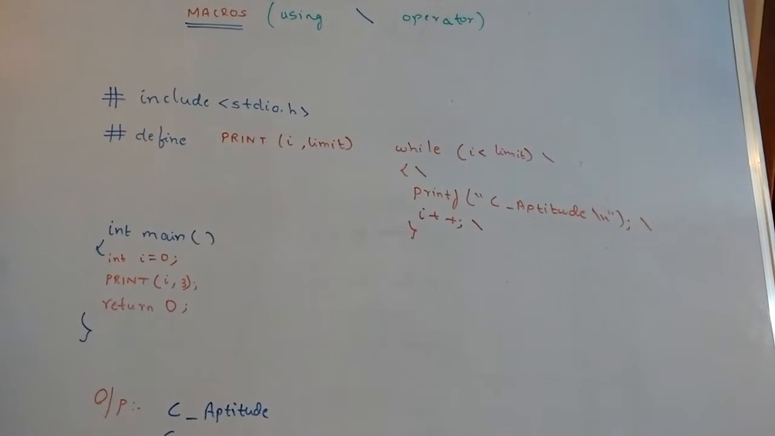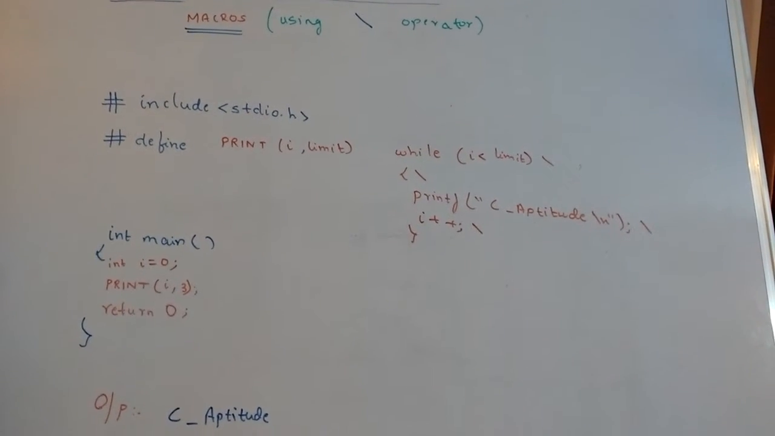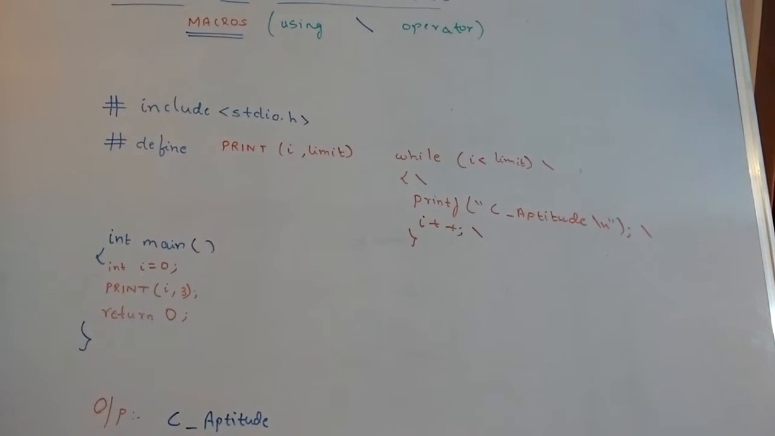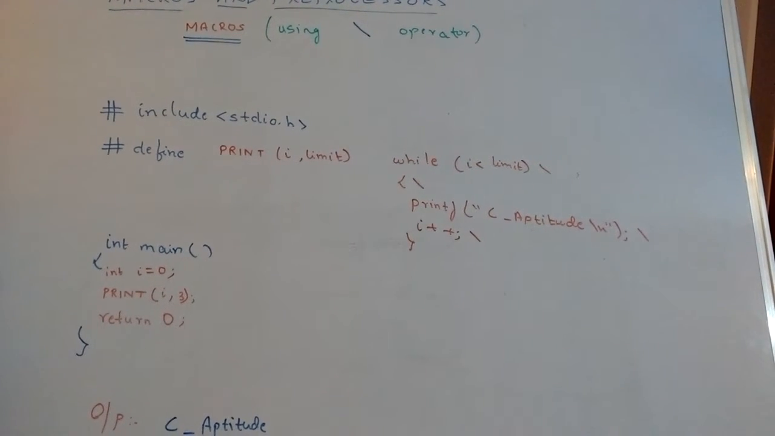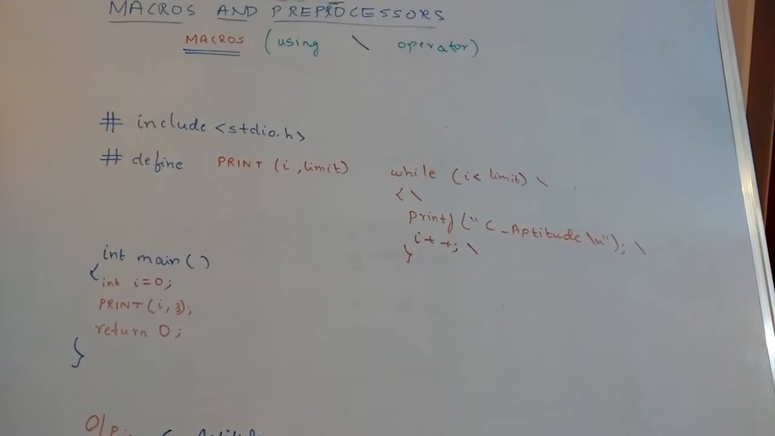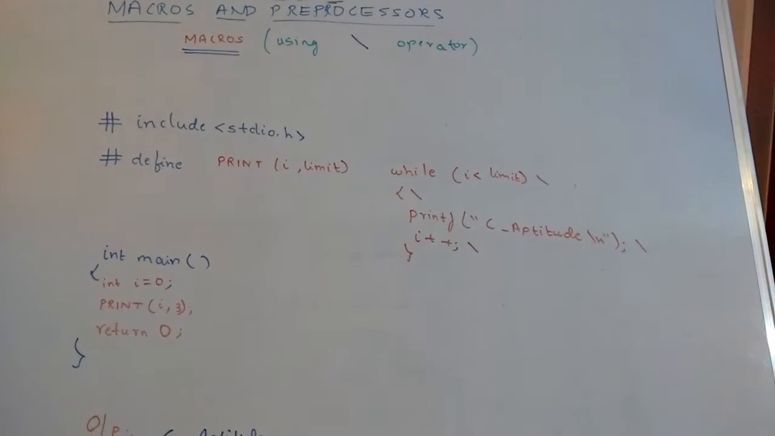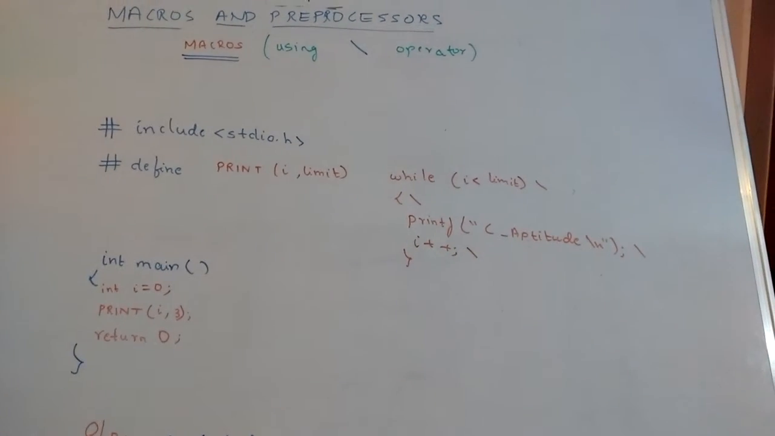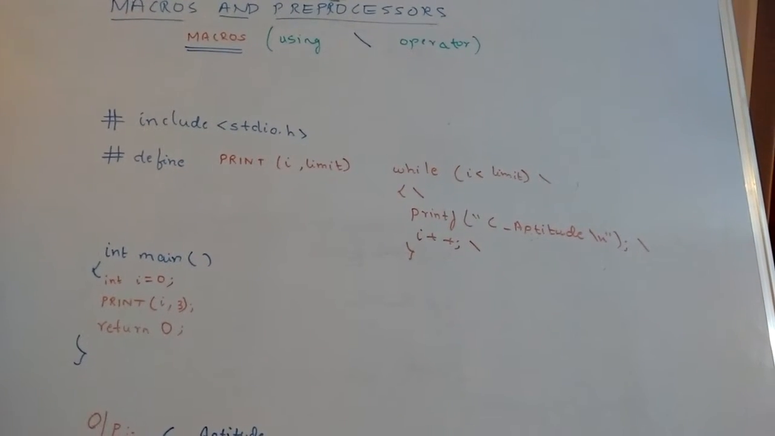Anyway, as you can see in the code, it begins with #include <stdio.h> as usual. And then in the macro definition, I'm saying #define. The macro name is print. The tokens it takes are i and limit. In the macro body, I've said while i less than limit. But that is not the end of the macro. The compiler should know that it should go to the next line to get the continuation of the code for the macro. That is why I've used a backslash operator there.